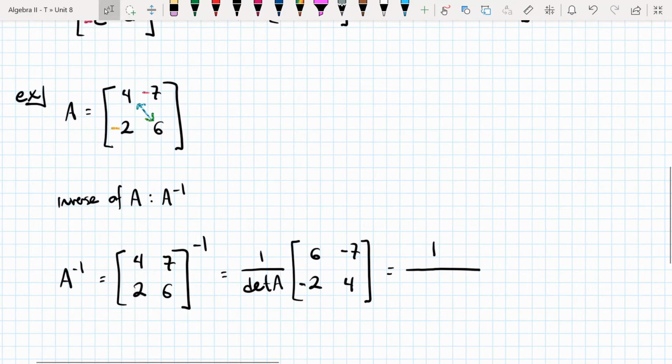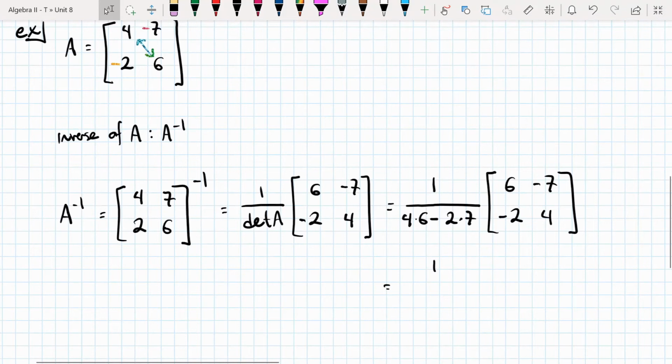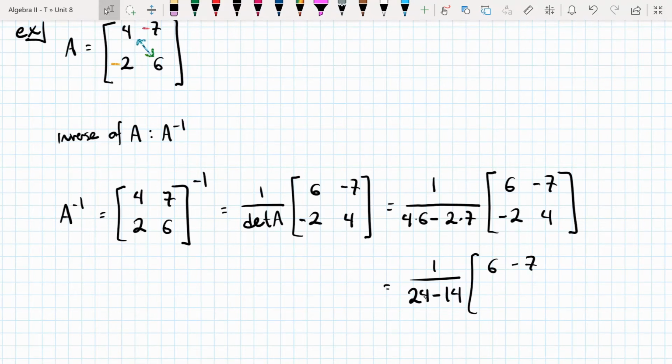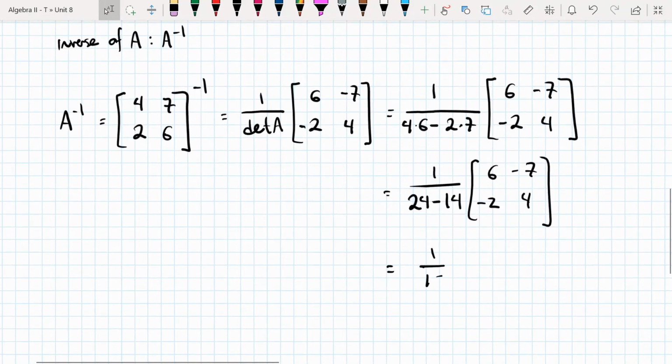Remember, when we're finding the determinant, we're using the original matrix, not this new one here. Okay, so 1 over 4 times 6 minus 2 times 7 multiplied by this matrix here. Okay, well, let's simplify this fraction on the outside. So we get 24 minus 14 times this matrix. And lastly, this becomes 1 over 10.